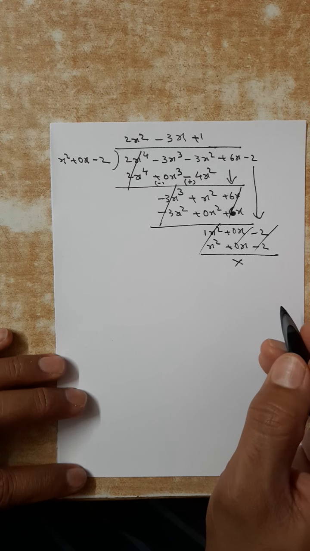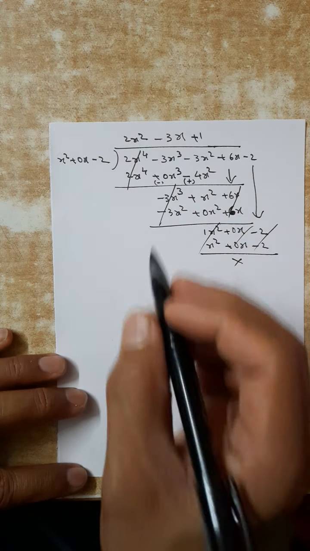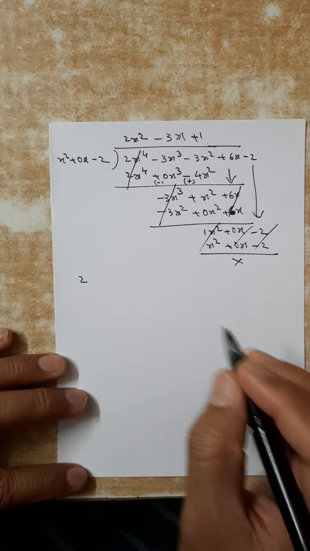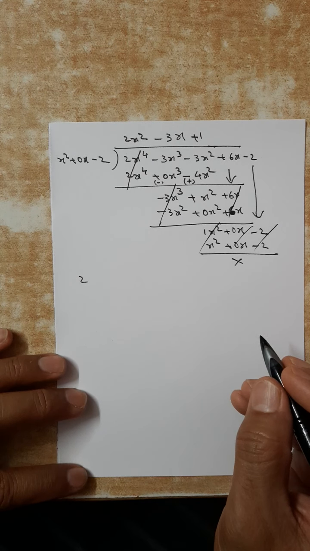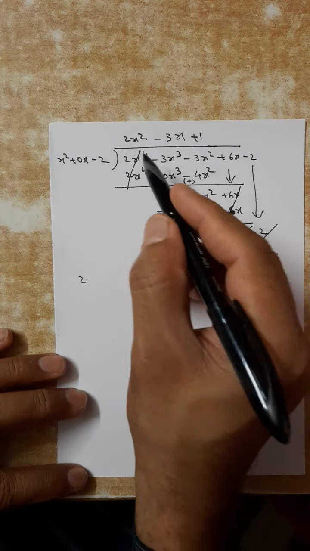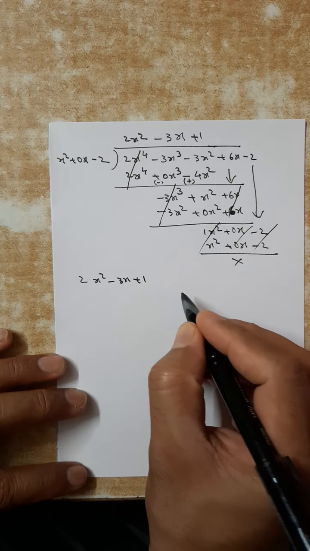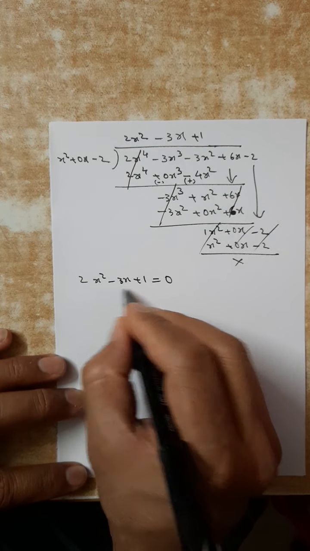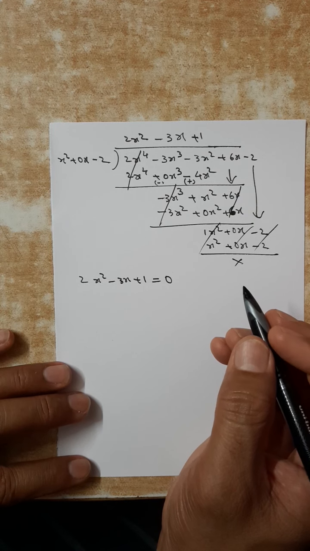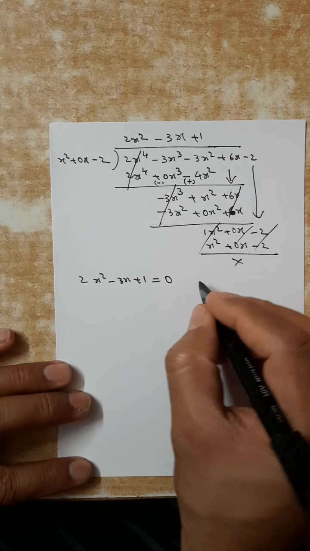Now what to do? Break this. Like I said, 24 by 6 is 4, so we have to break 4. So this we have to break now: 2x square minus 3x plus 1. In order to get the remaining zeros, we will equate it with 0. So this one is equated with 0.